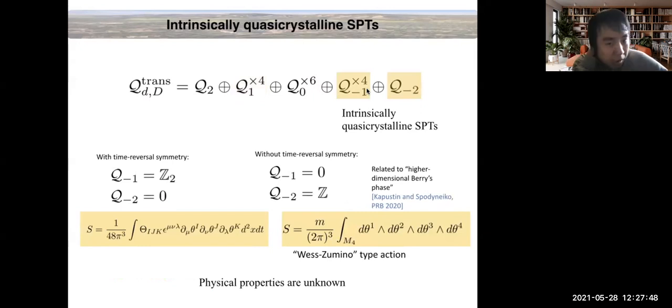We also uncover several intrinsically quasicrystalline SPT phases. The physical properties are unknown, but we know they exist because we can write down some topological terms. For example, with time reversal symmetry, we can write down these theta terms, and theta is quantized to be 0 or pi mod 2 pi. If we don't have time reversal symmetry, there's another term you can write down. Here it shows an example in 2 dimensions. You have this WZW type action, and it's related to a higher dimensional Berry phase in this paper.